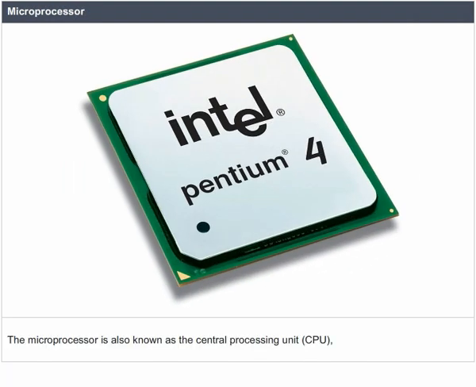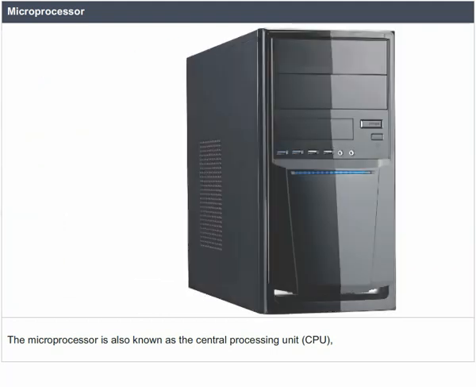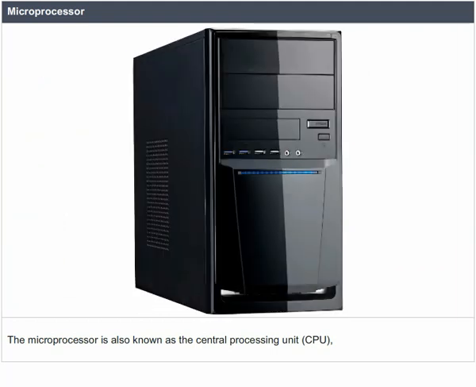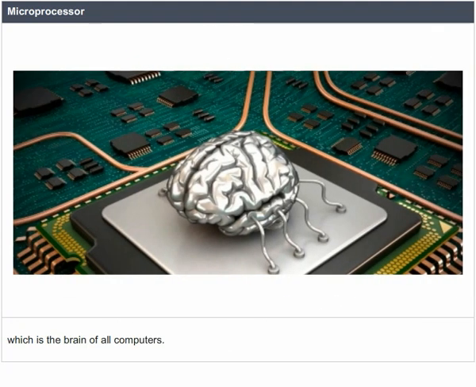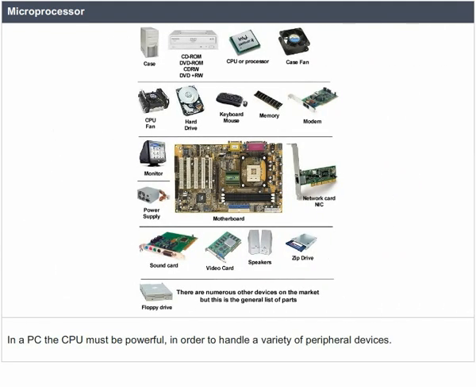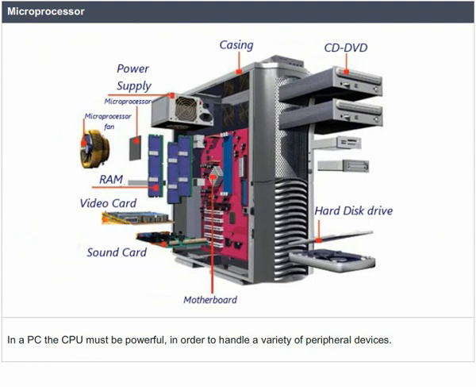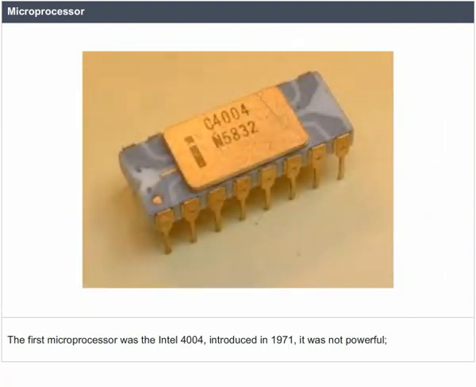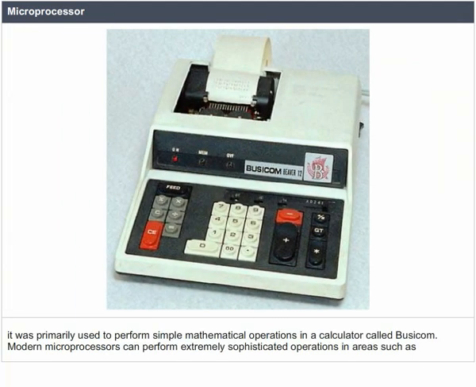Microprocessor. The microprocessor is also known as a central processing unit, CPU, which is the brain of all computers. In a PC, the CPU must be powerful in order to handle a variety of peripheral devices. The first microprocessor was the Intel 4004, introduced in 1971. It was not powerful. It was primarily used to perform simple mathematical operations in a calculator called Busicom.